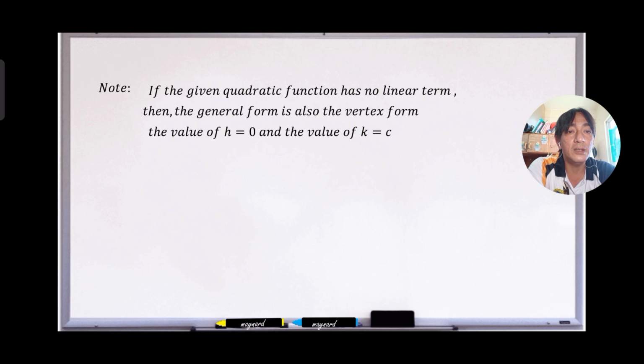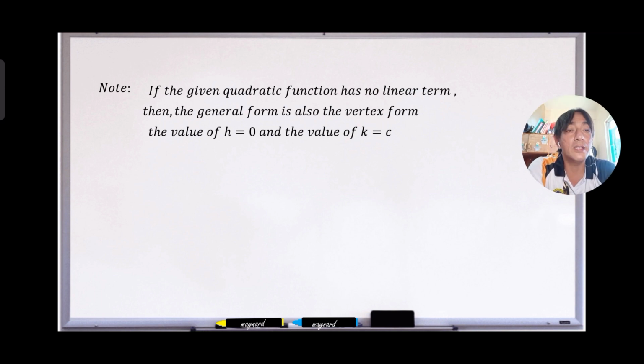And take note of this, kapag wala siyang linear term, automatic yun, yung h natin will be 0, and the value of c, and the value of k is also equal to c. Okay, so ano ba yung bakit naging 0 yung ating h? Di ba ang formula natin sa h is equal to negative b over 2a. Kung wala siyang linear term, so ang automatic yun, ang b natin is equal to 0. So kung gagamitin mo yung formula ng h, so magiging 0 yung numerator mo. So 0 divided by any number is equal to 0. That is why yung h natin is 0.